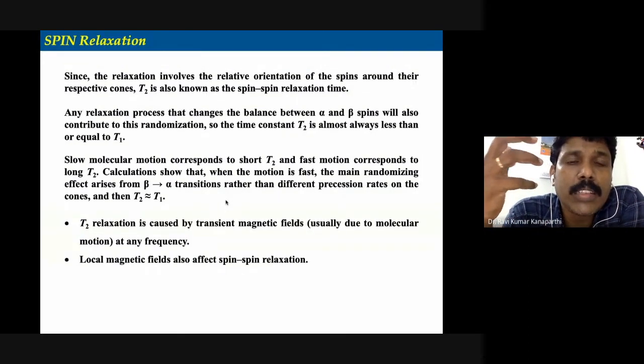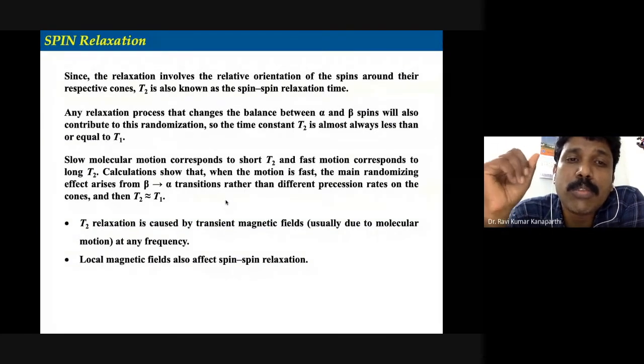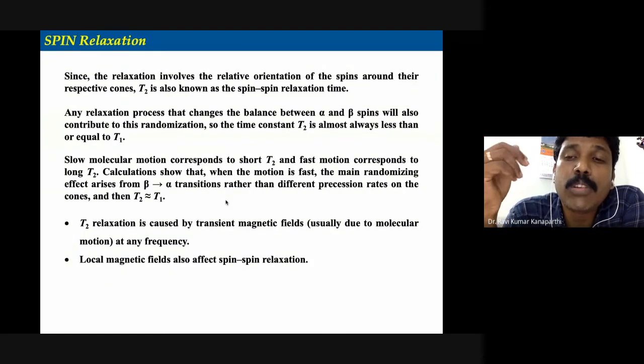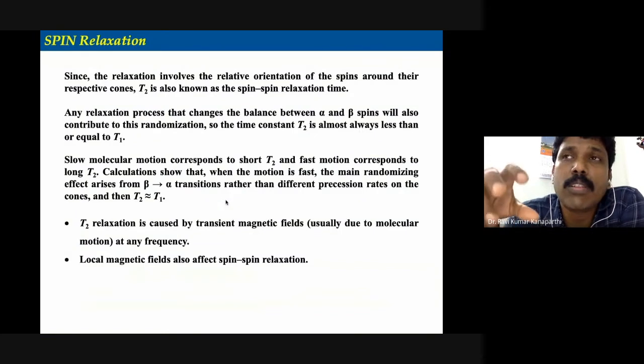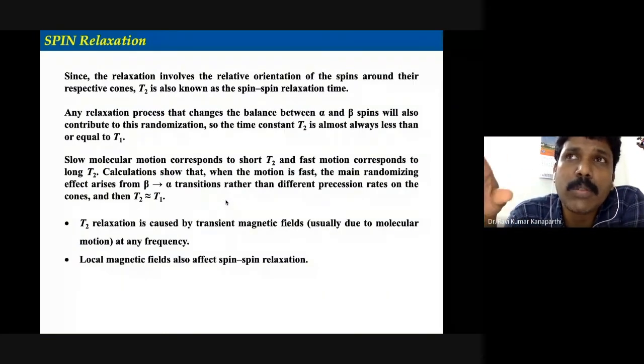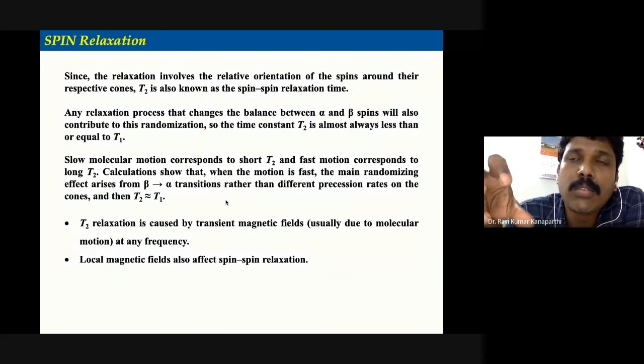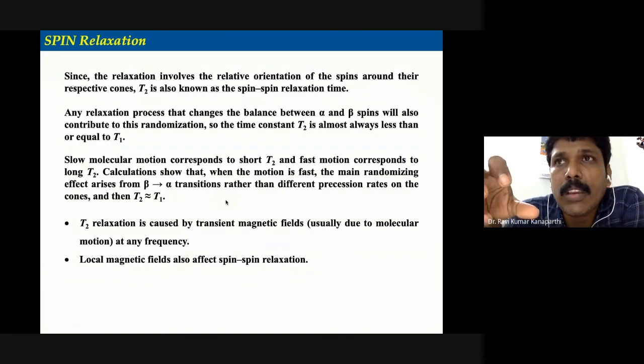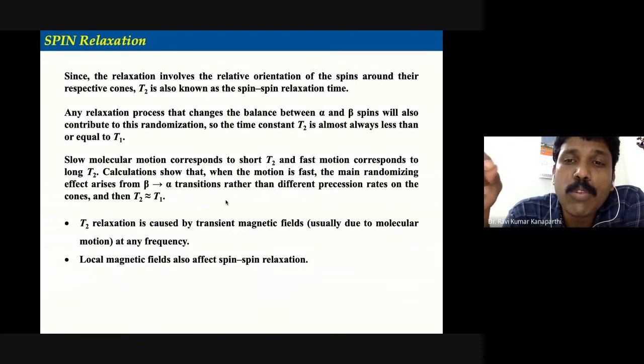Any relaxation process that changes the balance between alpha and beta will also contribute to this randomization. Okay, so normally the T2 will always be less than T1. So any small imbalance between alpha and beta spin states will contribute to this randomization. So normally it is the case that the T1 will be more and then T2 will be less.